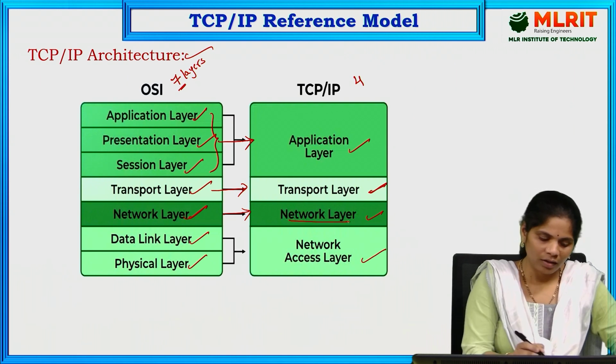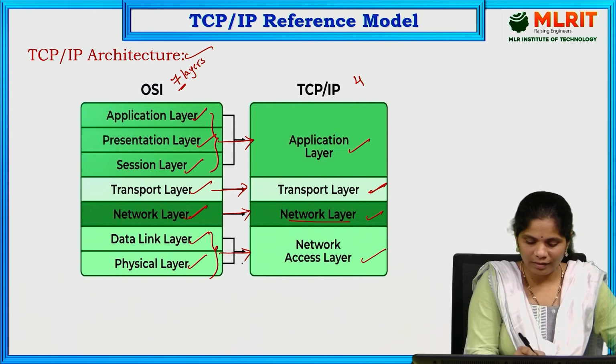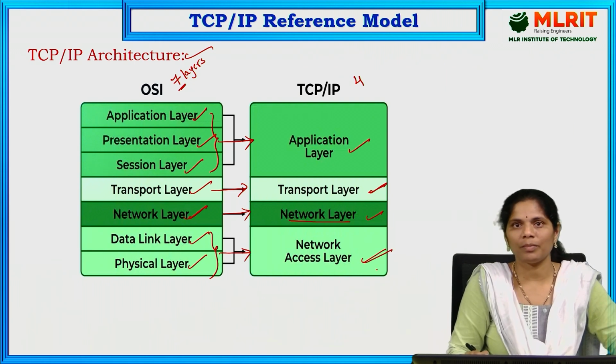And next one, the combination of the data link layer and physical layer is called the network access layer in the TCP/IP reference model.